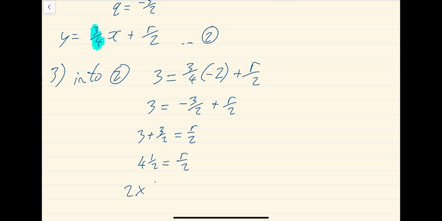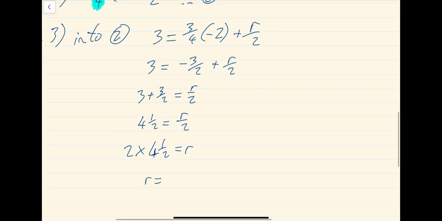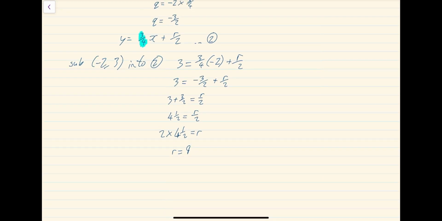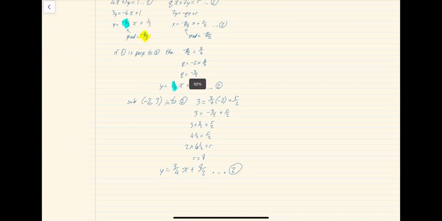Multiply across by the 2, and you're going to get your r. So r is equal to 9. So my equation 2 then, just write that down, then we'll get the other one as well. Equation 2 is 3 over 4 x plus 9 over 2. I'll just write it as 9 over 2, it'll nearly make life easier. That's what my r is, and that's my equation 2.